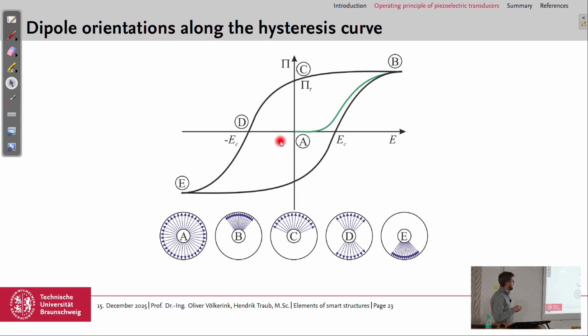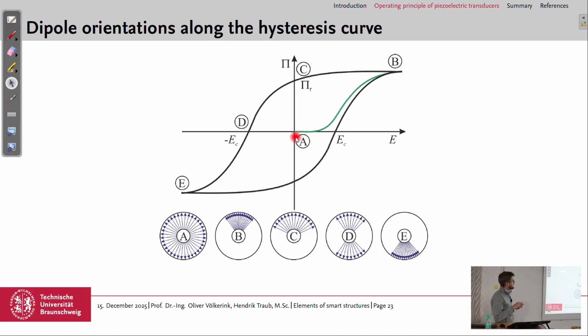If we then increase the field strength, at least the amount of the field with the negative sign, we will get to point E, which is, let's say, the opposite to point B, but just in the other direction. And then we can remove the field again. We have the remanent polarization, but in the other direction. And then we can increase the field again. Here's again the coercive field strength, where we depolarize it, and then we could go back up to point B.